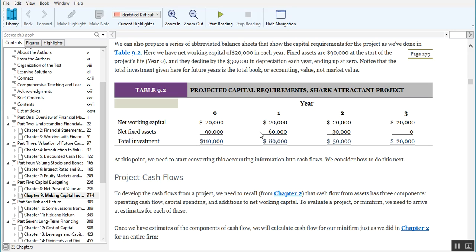So in the first year, 1/3 of the asset will go away to depreciation. We'll have a book value then of 60, a book value in year 2 of 30, and then a book value of 0 in year 3. So the total investment in the project for each of the years is shown here.